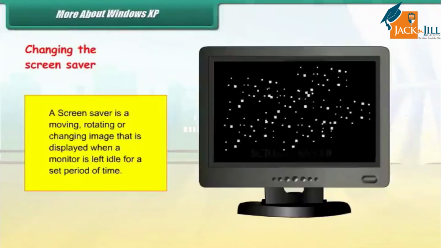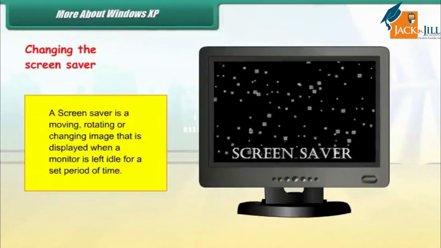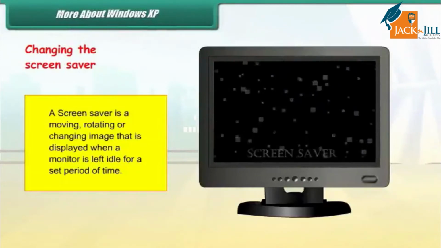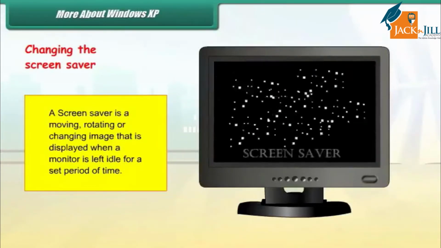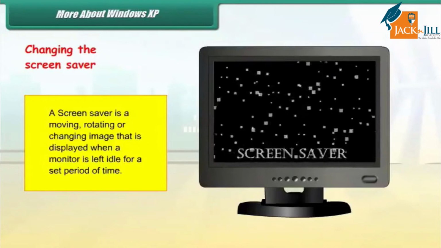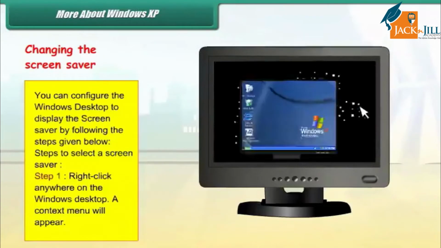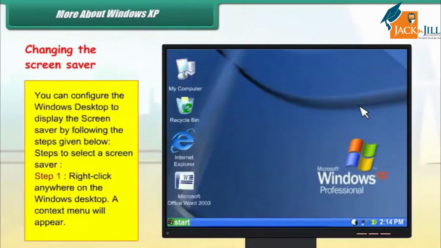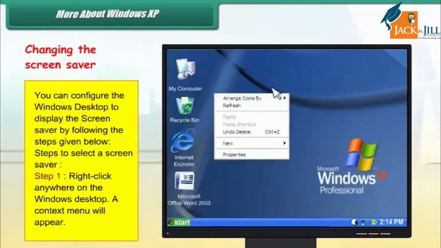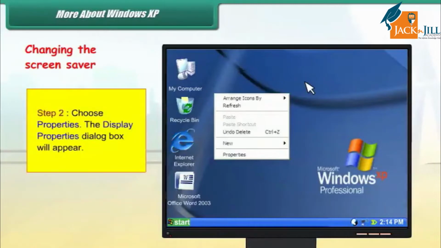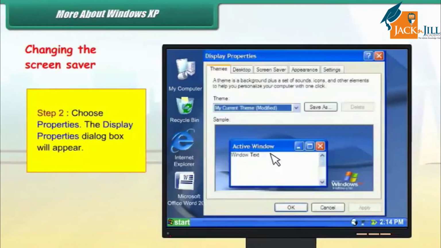Changing the screensaver. A screensaver is a moving, rotating or changing image that is displayed when a monitor is left idle for a set period of time. You can configure the Windows desktop to display the screensaver by following the steps given below. Step 1. Right-click anywhere on the Windows desktop. A context menu will appear. Step 2. Choose Properties. The Display Properties dialog box will appear.